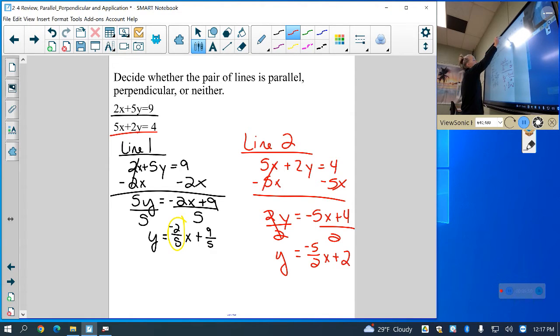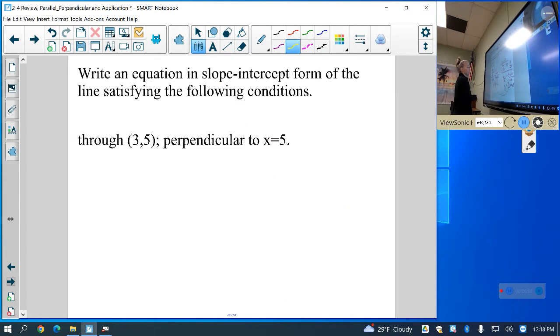So we have reciprocals, but do we have opposites? No, they're both negative. So this is neither. They're not parallel or perpendicular. They're just going to be two separate lines, and you can graph them to see them.